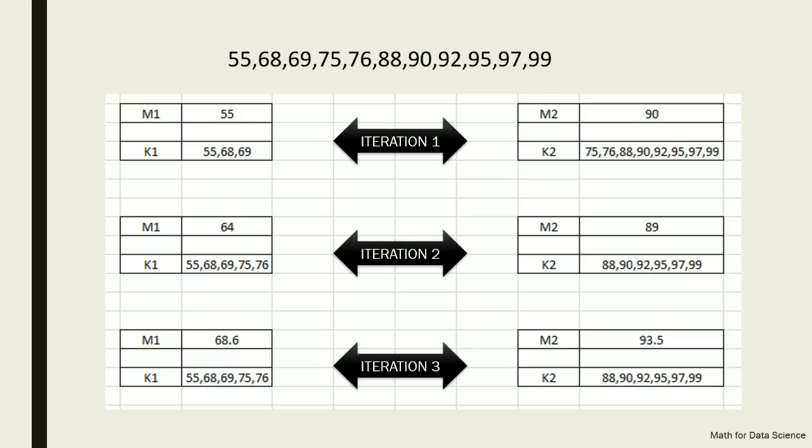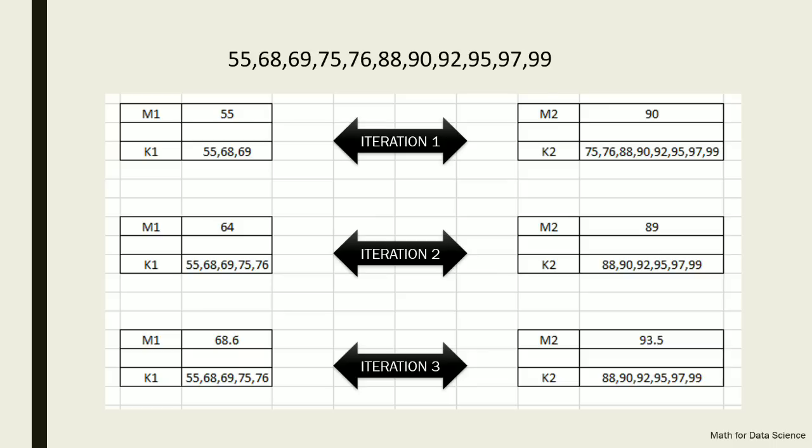Now, for each and every point, I calculate the distance, that is, subtract the value of 55 from each data point. The lesser the value, the more it belongs to that particular cluster. This becomes my iteration 1. See, 55, 68, 69 are closer to 55 than the other numbers, that is 75, 76, 88 and so on. These are closer to 90. Now I have my K1 and K2. My two clusters are created, K1 and K2, with some values.